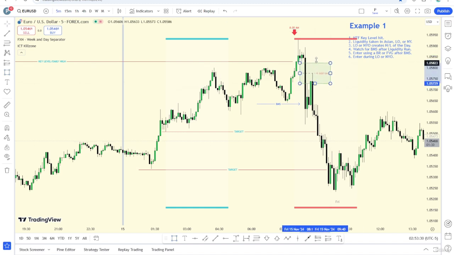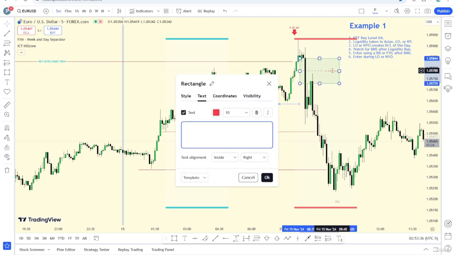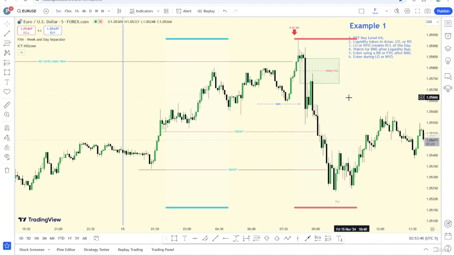this is our fair value gap actually. This is a 5 minutes fair value gap. So this is what you're going to use for entry. So once you have seen that break in market structure, you want to look for either a breaker or a fair value gap that the market will retrace back into for your entry.